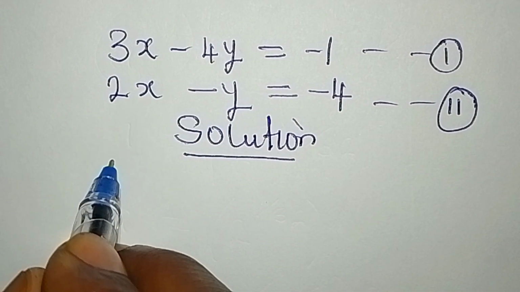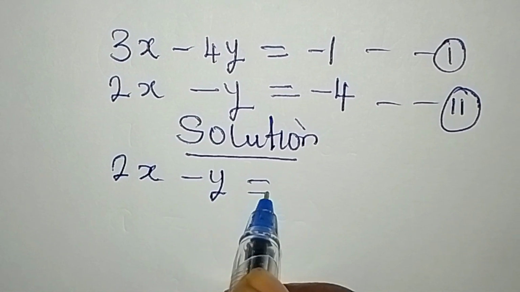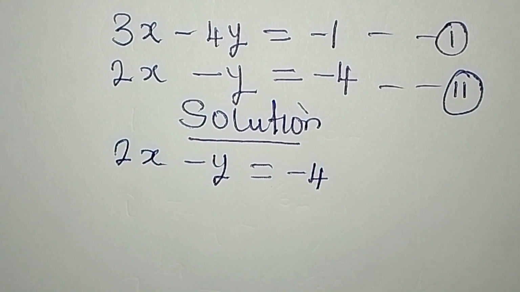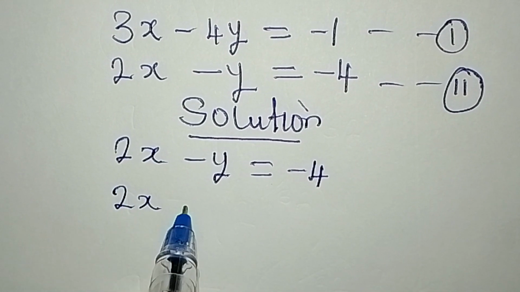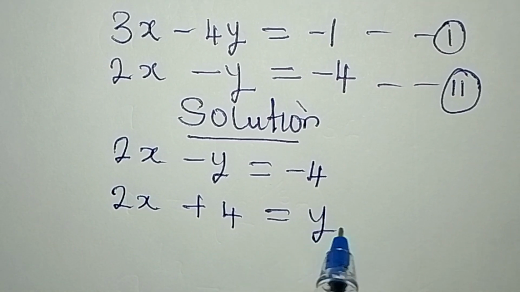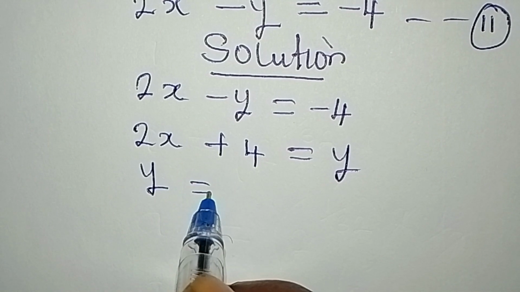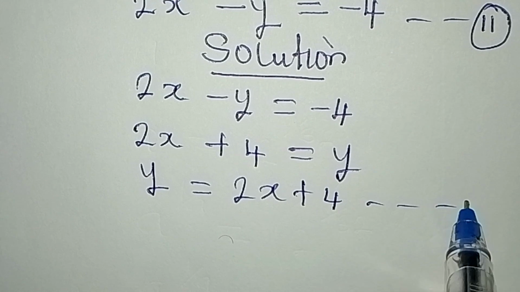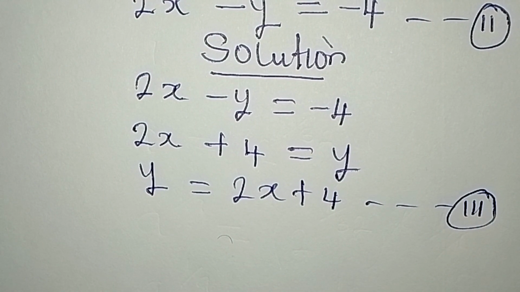Now look at this equation 2. We have 2x minus y equals negative 4, right? Now we can simply make y the subject by saying 2x plus 4 is equal to y. Remember, this also means that y is equal to 2x plus 4, and this becomes our equation 3, and we'll surely get back to that equation 3.